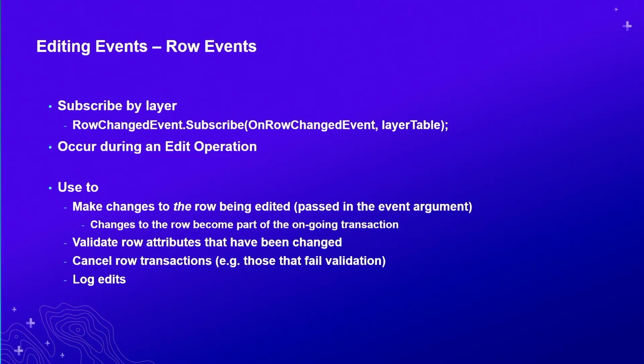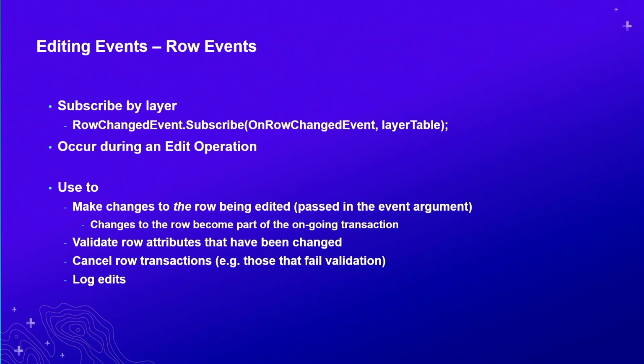Row events. So how we subscribe to a row event is we do it on a layer basis. So we're only interested in a row event for a particular layer, and we specify it by the type. So it's usually row changed, row deleted, or row created event, and we subscribe to that per layer. So we're not broadcasting events all over the place. We only want it specifically for the layer we are interested in. It's important to know that row events occur while an edit operation is actually running, whether that's a custom edit operation that you have created or any one of the core tools, because they also generate edit operations as well.